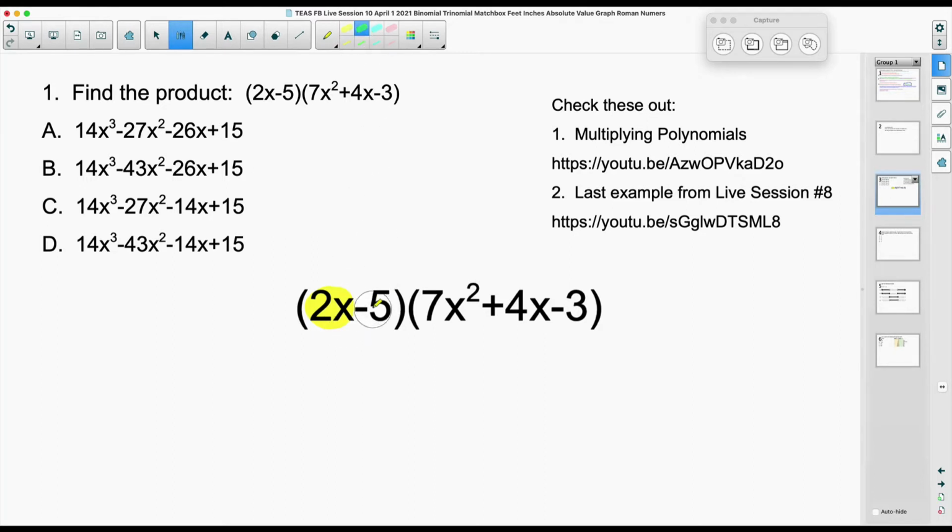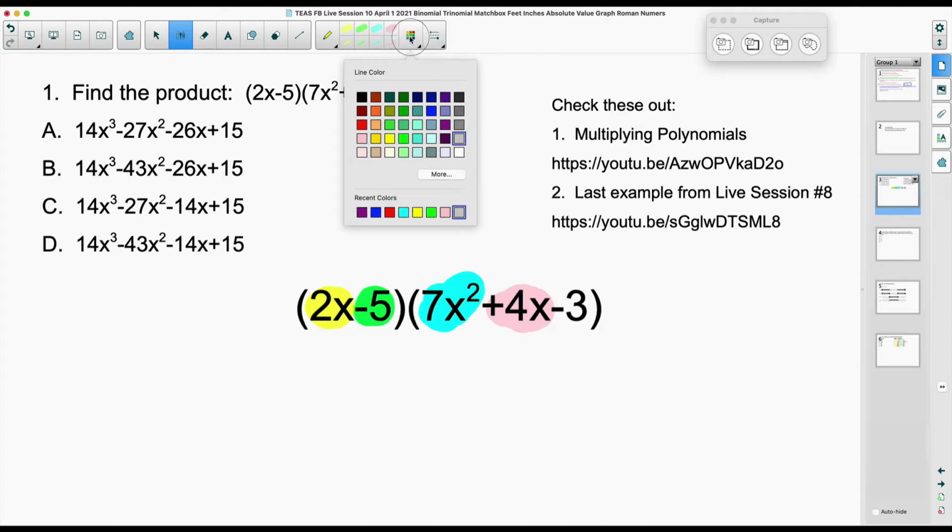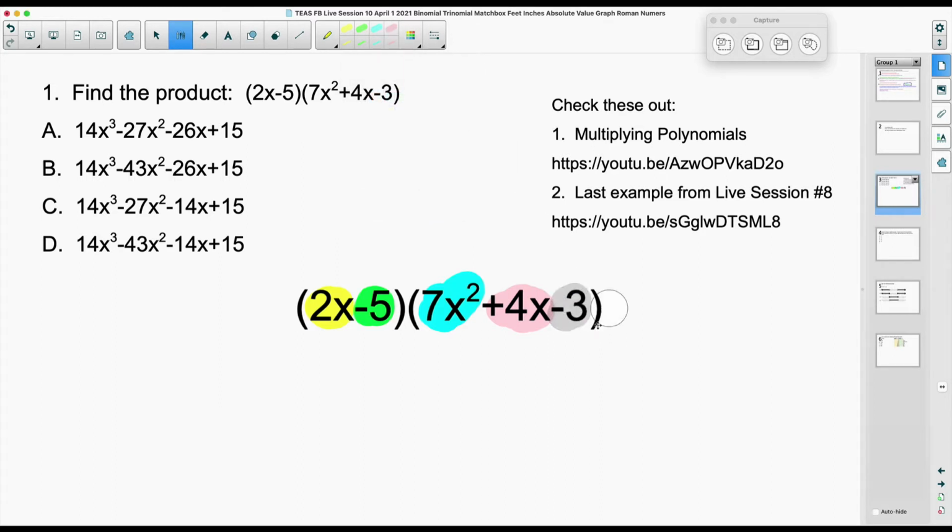I have that 2x. I have this -5. I know you see a minus 5, but I'm going to think of it as a -5 because we're going to be multiplying these things right here in a moment. Then over here, I see a 7x squared. We also see a positive 4x. And then we also see this -3. Again, I'm looking at those signs because we will be multiplying.